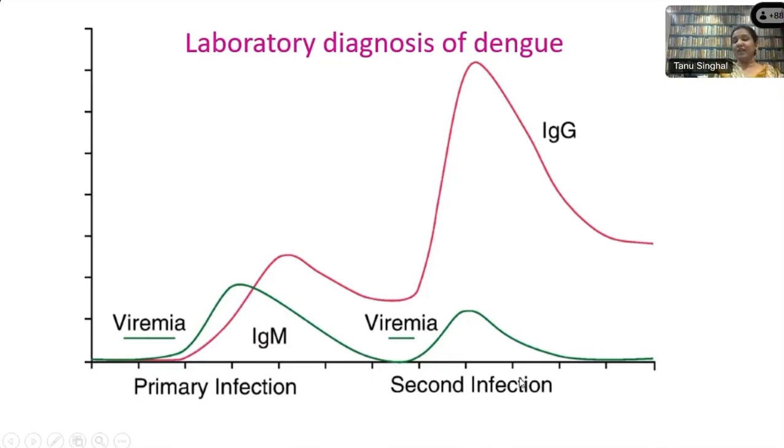Whereas when you have a secondary infection, your viremia period is shorter because your antibodies mop up the virus. So your NS1 declines early. Your IgM peak is smaller, but you have, on the other hand, a very rapid and high IgG peak. So this is one of the infections where IgG is also helpful in diagnosis, unlike other infections where a positive IgG merely means that the patient has been infected in the past with that particular pathogen. That is why we have to look at all the 3 things when we diagnose dengue.